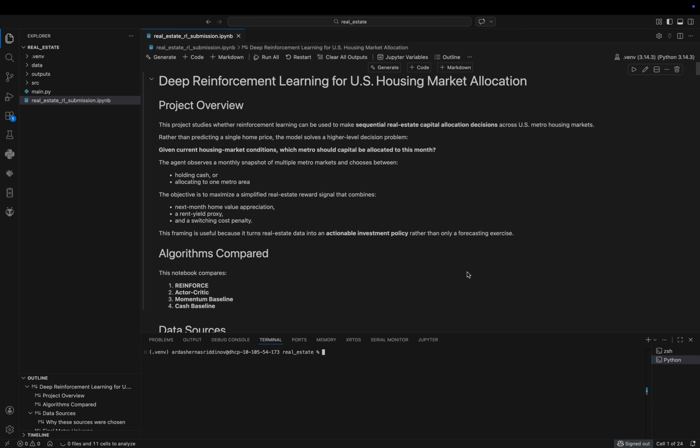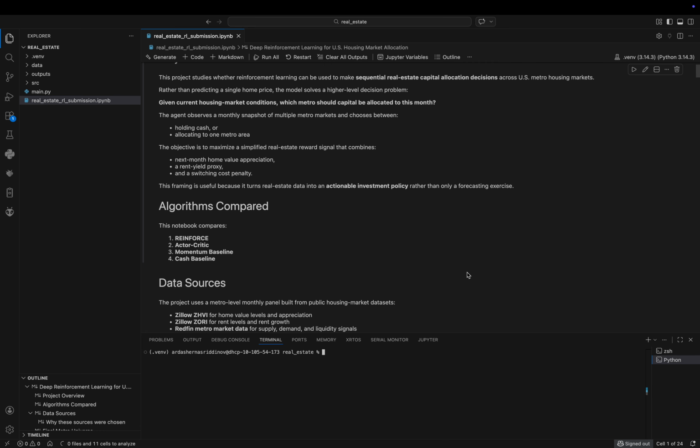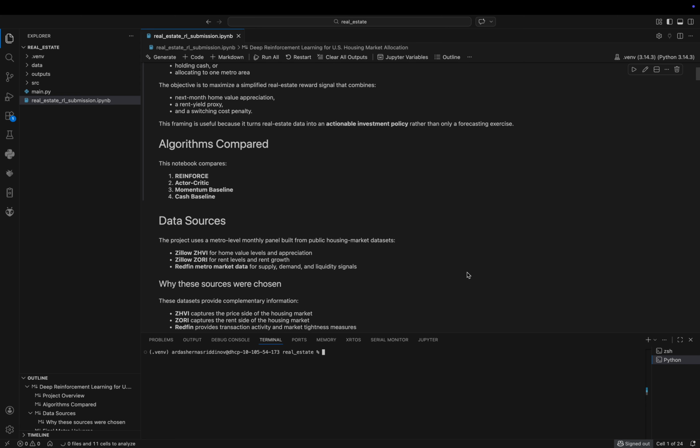This is my final project. It's deep reinforcement learning for U.S. housing market allocation. The goal of this project was to see whether reinforcement learning can be used to make sequential real estate capital allocation decisions across U.S. metro housing. So instead of predicting the price of one house like Zillow does already, I asked the question: given current housing market conditions, which metro or city should capital, or money, be allocated to each month? I felt that was a pretty pressing issue for big real estate companies. That's why I chose this topic.